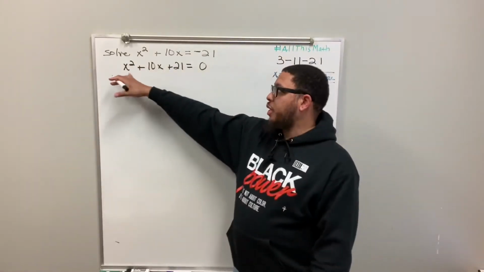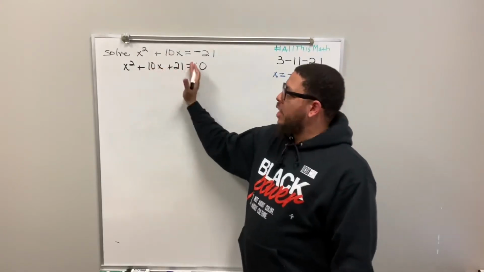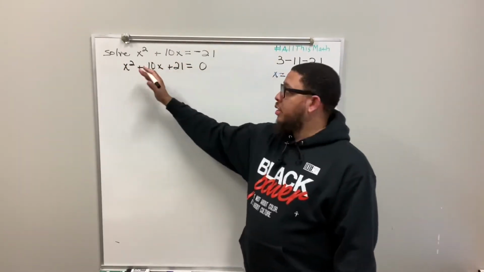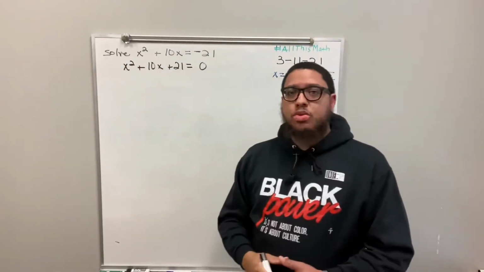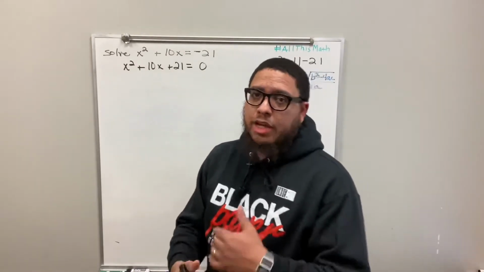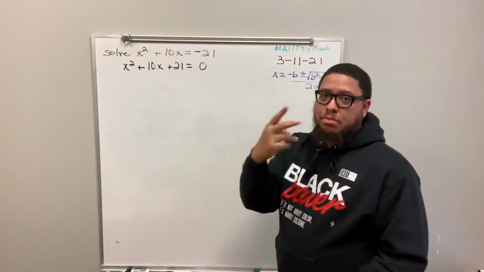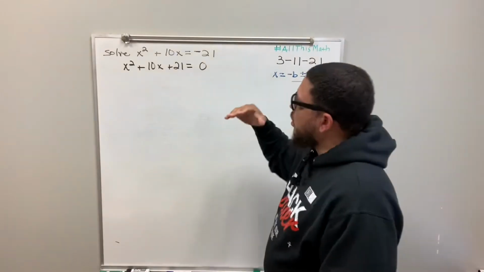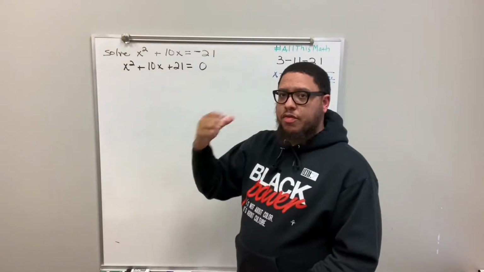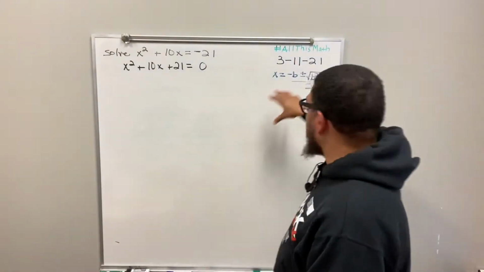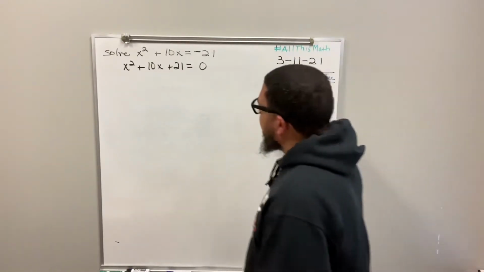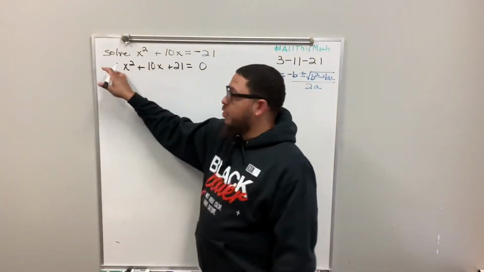That's standard form. I got my x squared term, my x term, and my constant. Everything on the left side of the equal sign. Now, because I'm using the quadratic formula, I need to identify a, b, and c. The numbers that represent the values a, b, and c, because I'm going to use them in the quadratic formula.